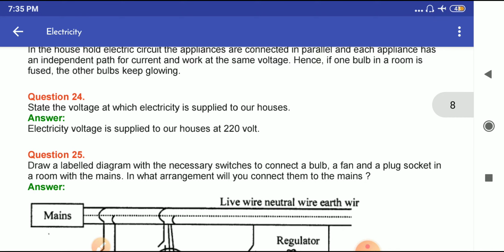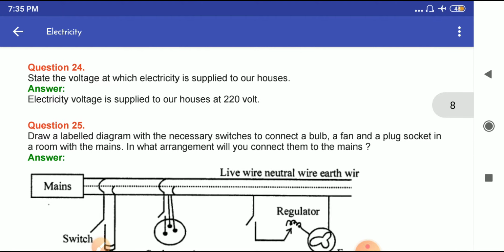Question number 24. State the voltage at which electricity is supplied to our houses. So the answer is 220 volts.